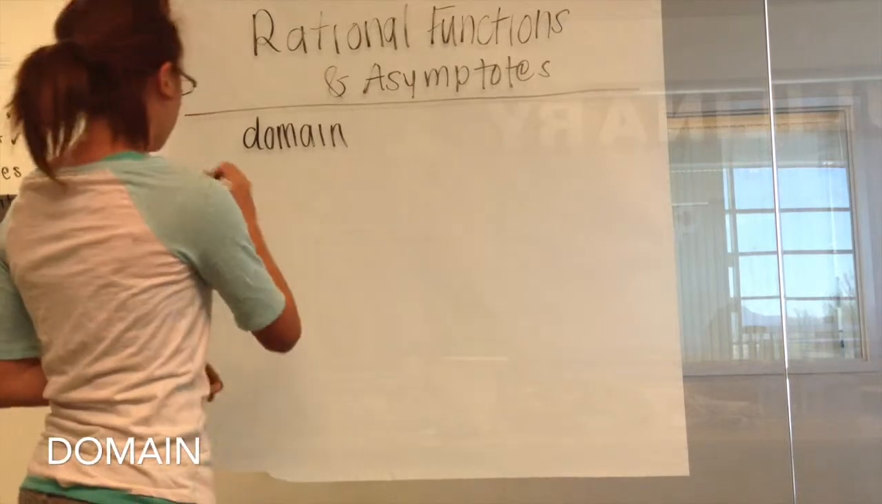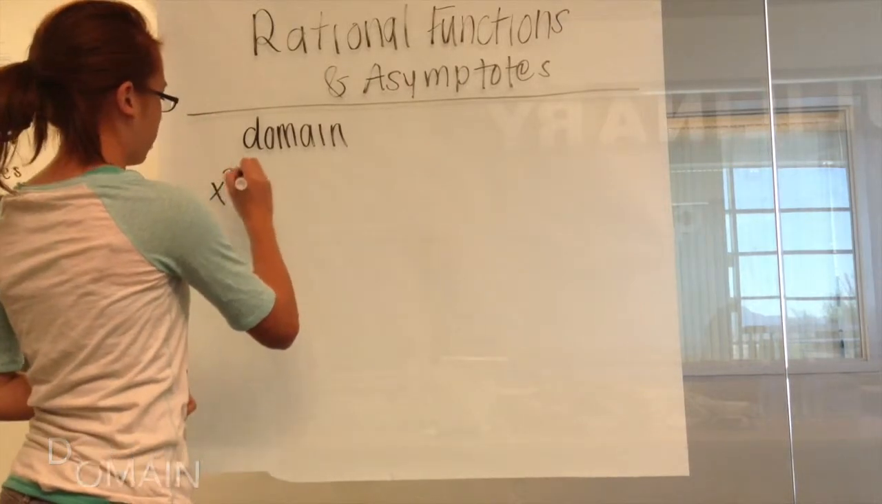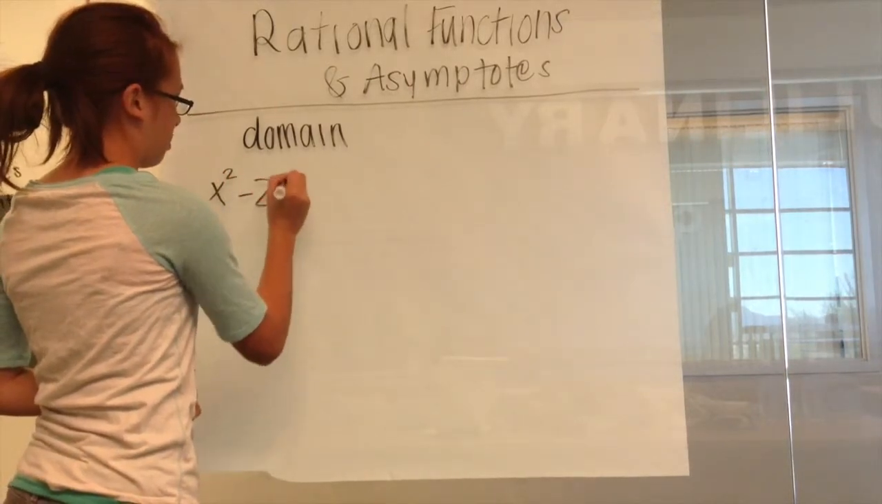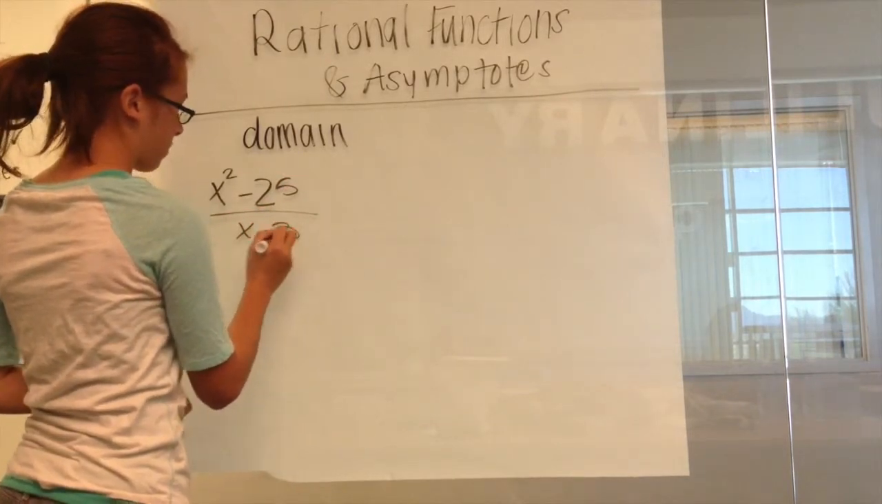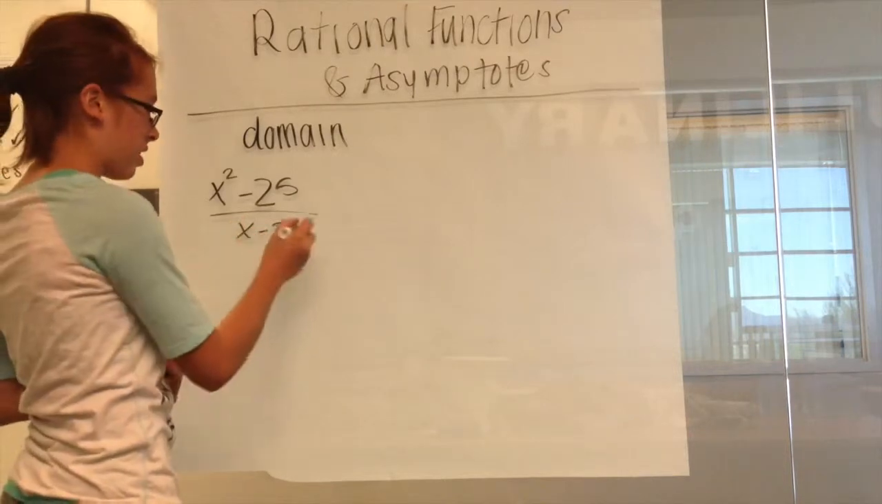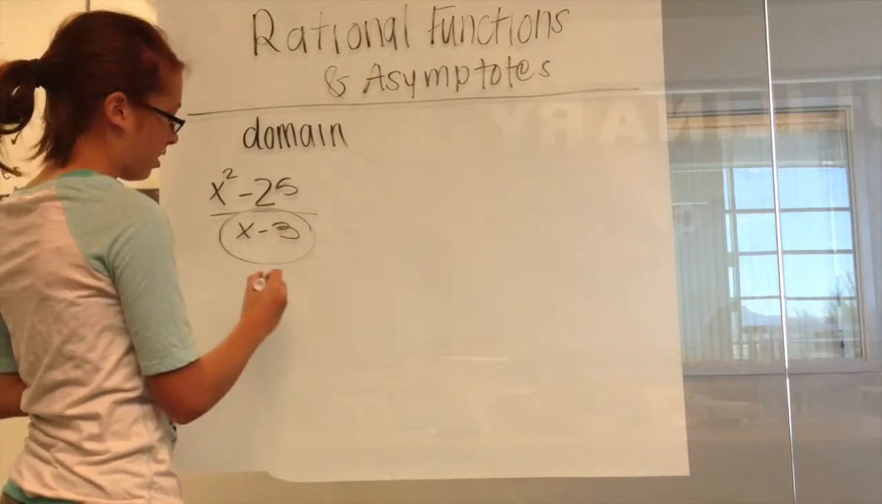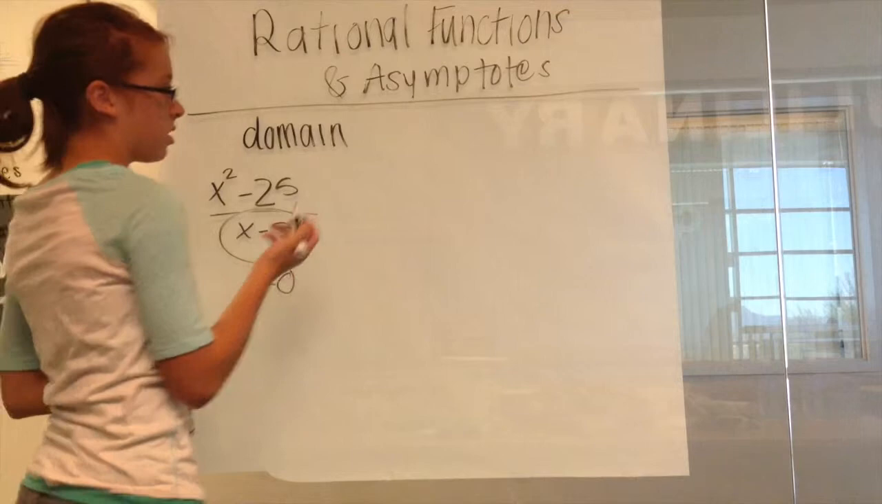So now we're going to talk about the domain. Say we use the same example from last time, which is x squared minus 25 over x minus 3. For the domain, we're looking at the denominator of the equation. So here we have x minus 3. The denominator cannot equal 0.